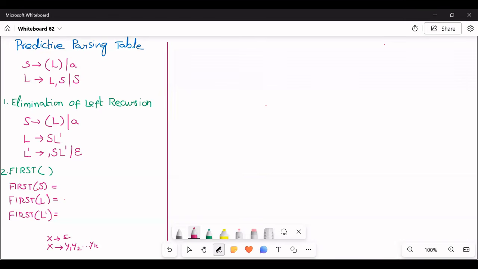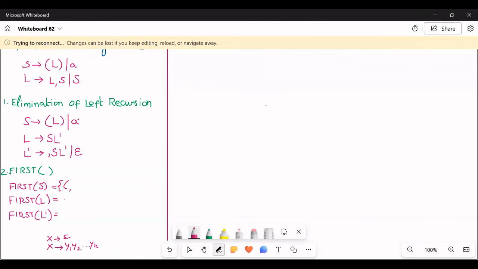So first we need to find first of S. First of S means there are two productions. Actually here we need to find S tends to some k number of symbols, so the third rule. So first of S is first of left parenthesis. Since left parenthesis is a terminal, first of terminal is terminal. So first of S is open parenthesis. And as per the second production, first of S is first of a. Since a is also a terminal symbol, first of terminal is terminal. So that's all. Left parenthesis and a.